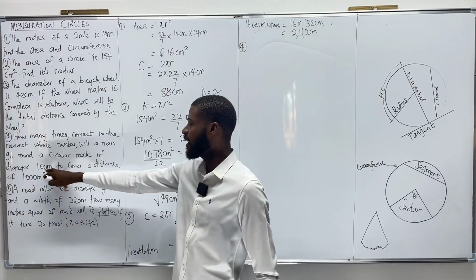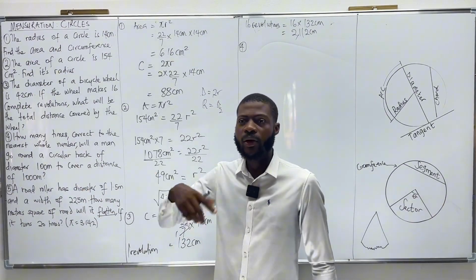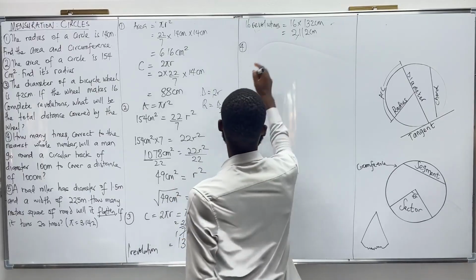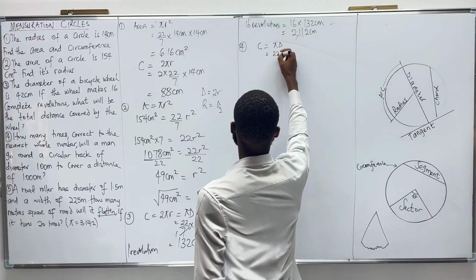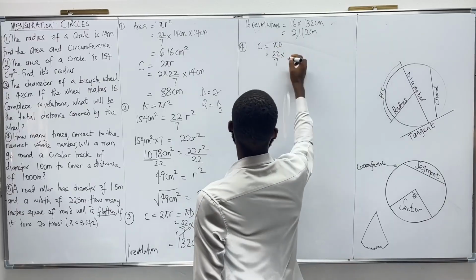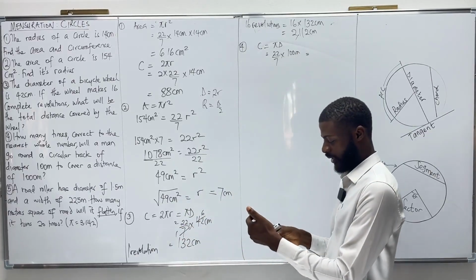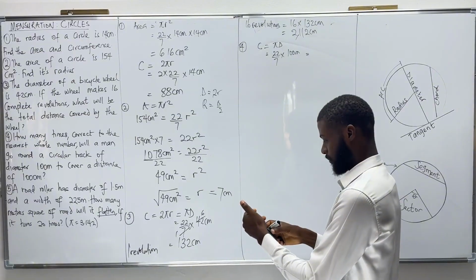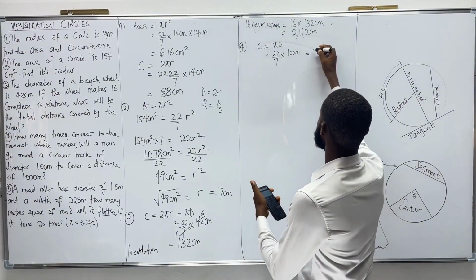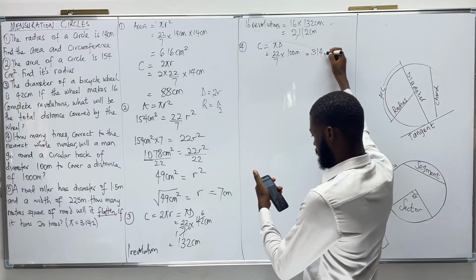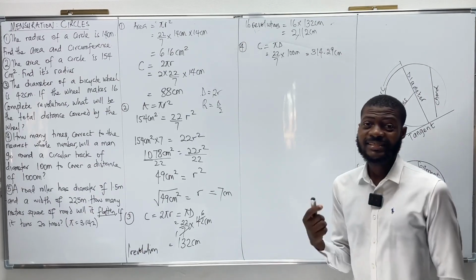So first, let's find the circumference of that track. If somebody goes around that track, what would the person get? We know that circumference is pi d, since we're given the diameter. So this will be 22 over 7 times our diameter of 100 meters. For this one, we're going to be doing a lot of approximation. So this will be 314.29 meters. So that's the circumference.